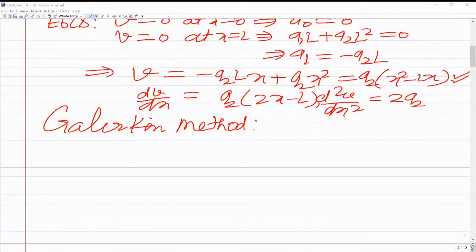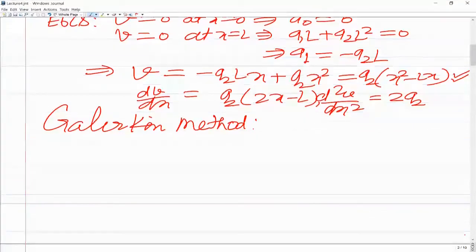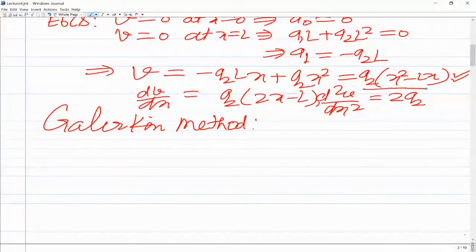See, this is the approximate solution which I have listed over here. Sir, x square. Say again, please. See, the weight function is the coefficient of unknown constant in the approximate solution. So x square minus lx. Yeah, x square minus lx. Thanks. So w will be x square minus lx. So that is what is going to be the weight function in this case.